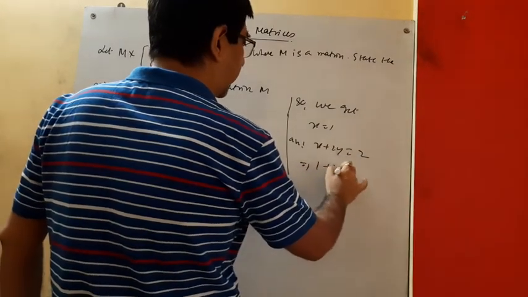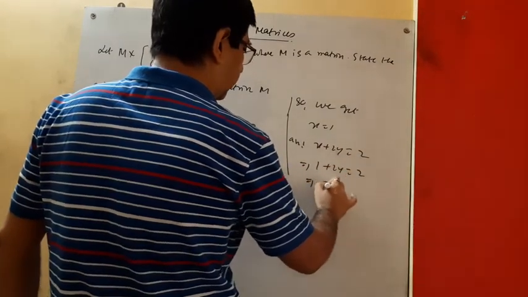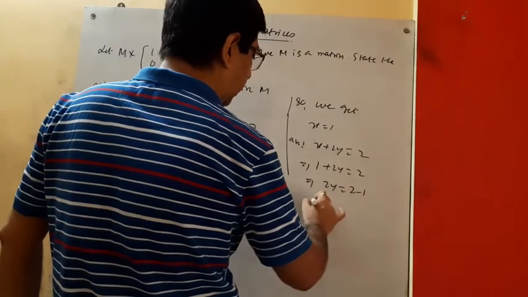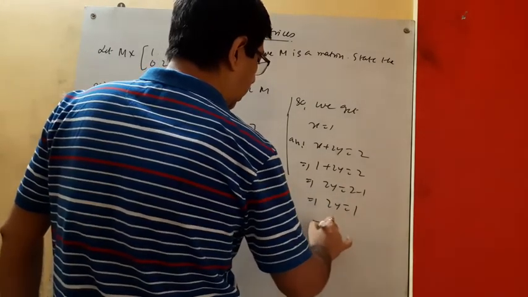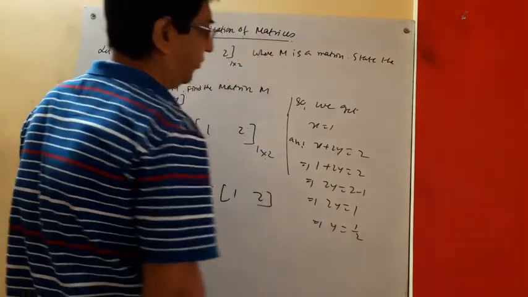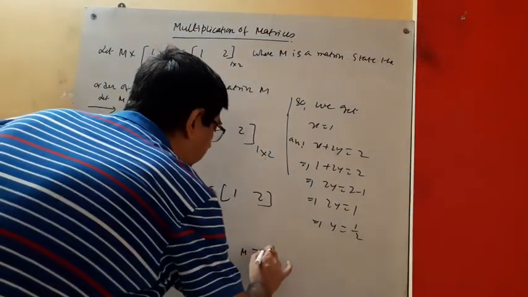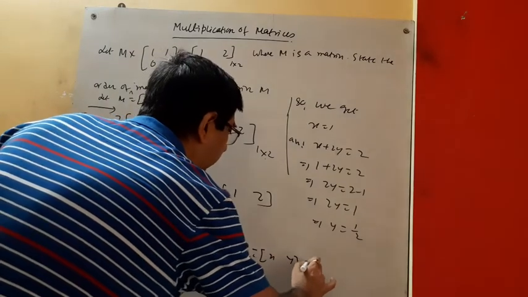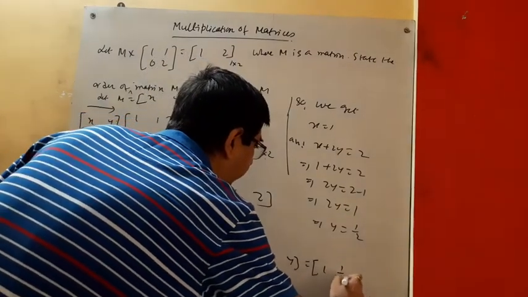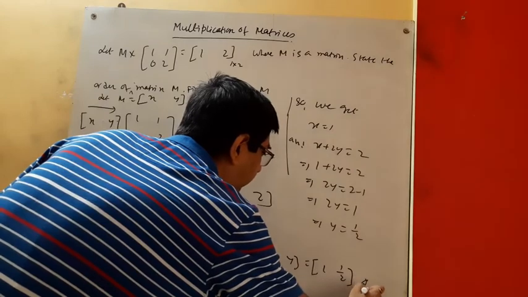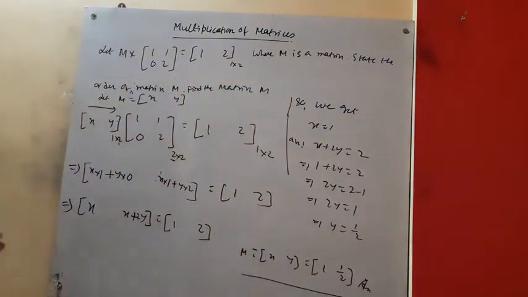That means 1 plus 2y equal to 2. That means 2y equal to 2 minus 1. That means 2y equal to 1, or y equal to half. Okay. So the matrix M, with x equal to 1 and y equal to half. This is the answer. This is the matrix M.